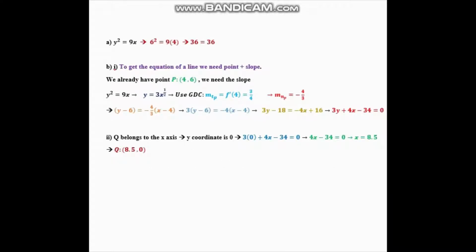So, as usual, in order to get the equation of the line, we need a point and the slope. We are already told that the coordinates of point P are (4, 6), so we just need to find the slope. Now, in order to find the slope, I need to first rewrite this equation with y as the subject. So y squared equals 9x becomes y equals 3x to the power of half, or 3 root x. And in order to find the slope at point P, I shall simply use the calculator to do so.